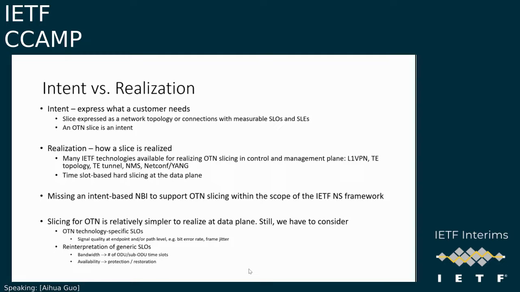But that does not mean that we do not need the concept of slicing, right? For example, we still have to consider what OTN technology-specific SLOs are. A slice could carry certain SLOs expressed as a matter of OTN signal quality at the endpoints or at the path level. Examples of the SLOs could be expressed as a bit error rate or a frame jitter that are relevant to OTN technologies. And also some of the generic SLOs, such as bandwidth and availability, would need to be reinterpreted at the ODU layer to match what OTN provides, right?